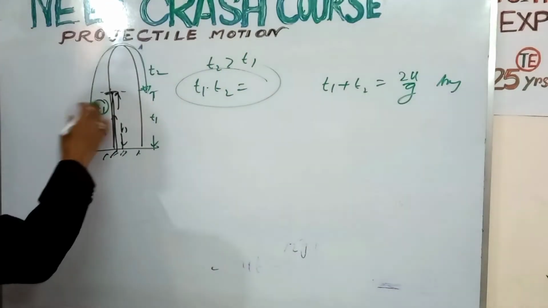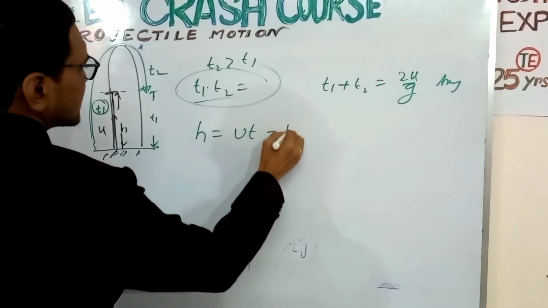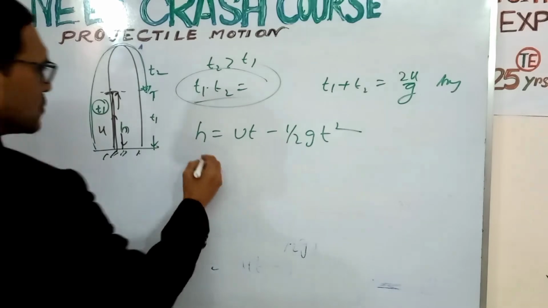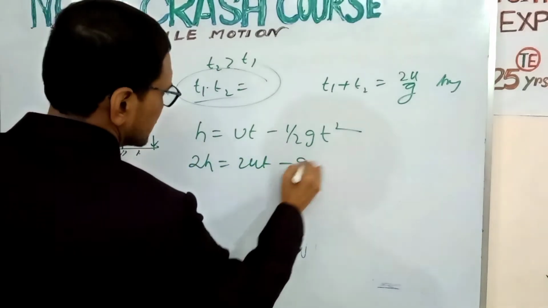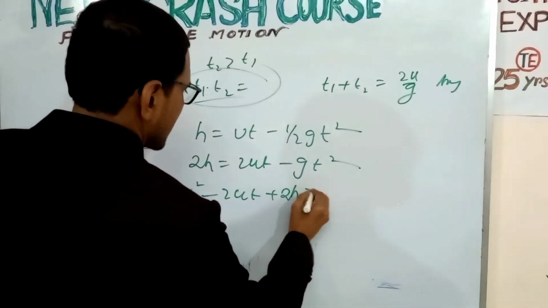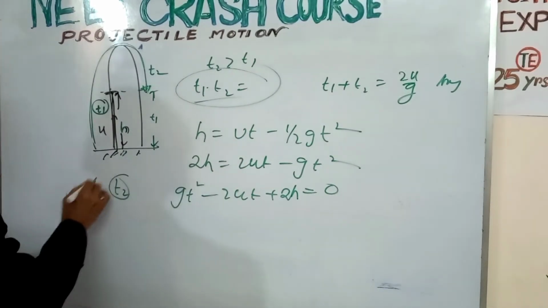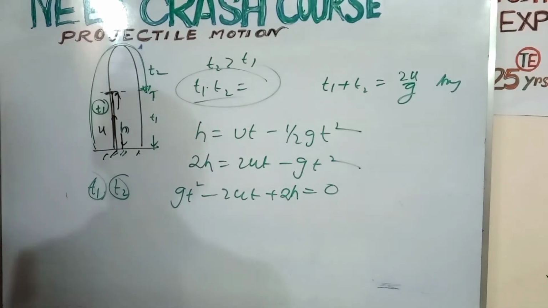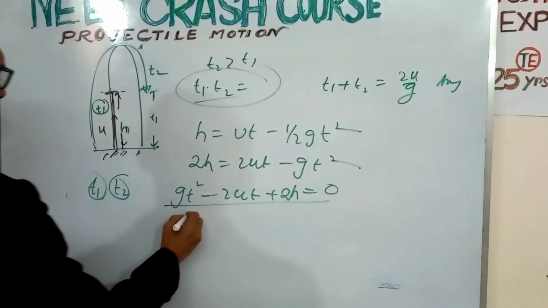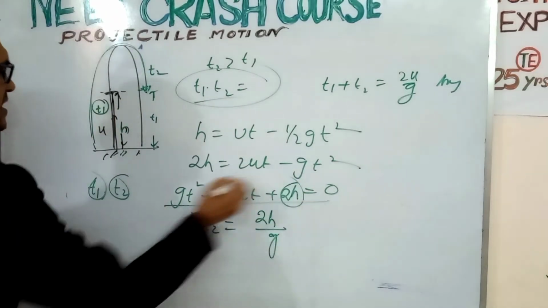And what is the product of t1 and t2? We use the equation with height h. This is a quadratic equation in t. Since at times t1 and t2 the body attains the same height, t1 and t2 are the two roots of this equation. So the product of the two roots equals 2h by g. This is the answer.